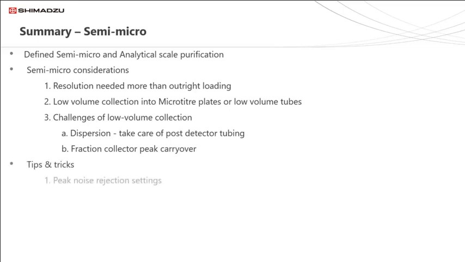Tips and tricks. Peak noise rejection settings should be checked. Fraction tracking, useful for locating fractions, switched on. Mobile phone monitoring, preventing running columns dry.